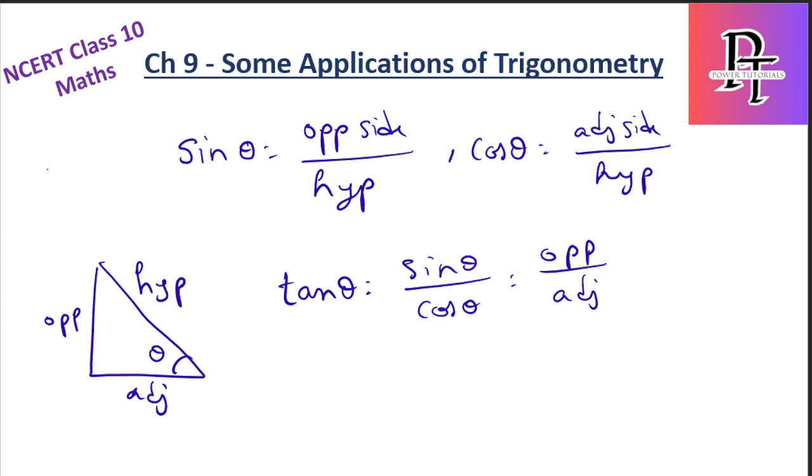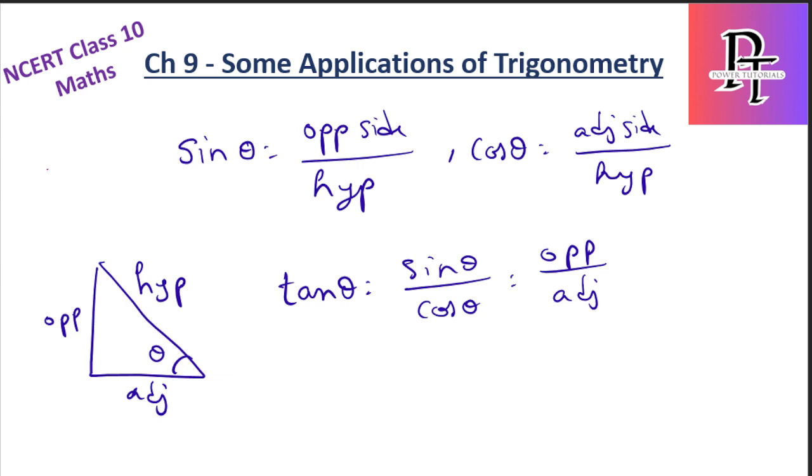Based upon the requirement, you can use sin theta, cos theta, tan theta. That is opposite by hypotenuse, adjacent by hypotenuse, or opposite by adjacent side. The rest three, as already told, are the inverse of those. That is cosecant is 1 by sin, secant is 1 by cos, and cot is 1 by tan.